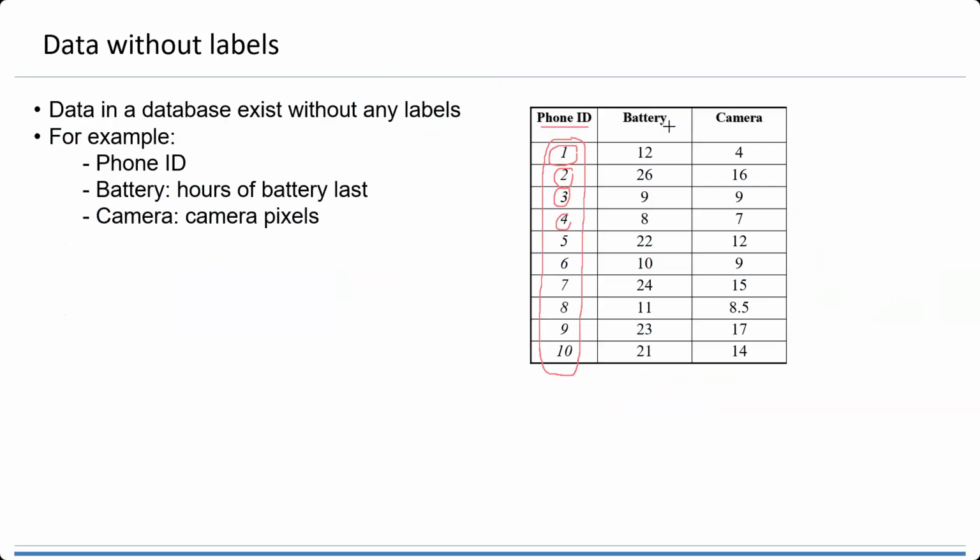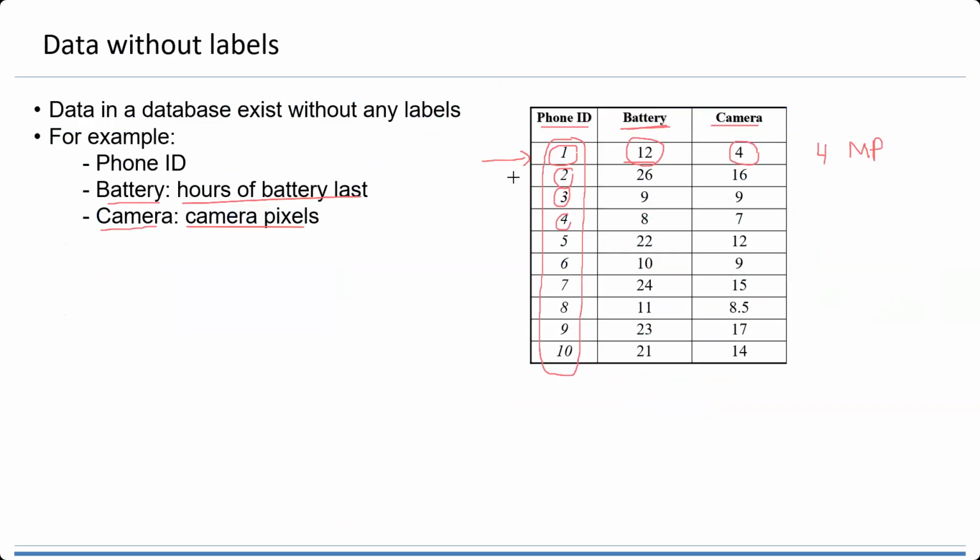Battery. Okay, so this is the explanation. This is the hours the battery lasts. Okay, so this phone can last for 12 hours. And then the camera means the camera pixels. So maybe this is 4, the camera is 4 megapixels. But what does it mean? This data, it's not clear. We have only the data about battery and camera.